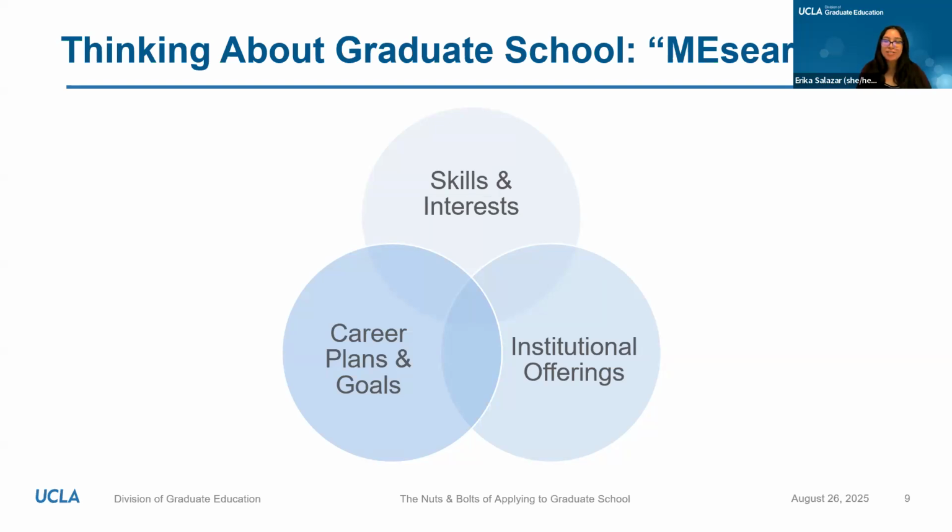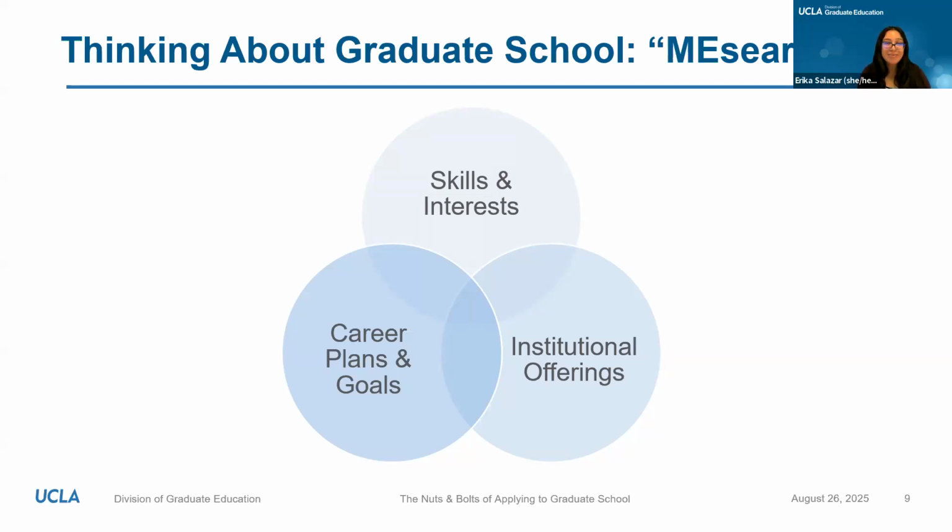So what can that university offer to you? Besides academics, you want to think about funding. What does the funding look like at that institution? What does the life outside of academics look like at that institution? And then you definitely want to think about career plans and goals. I know that you are just starting to think about applying to graduate school, but a big part of graduate school is what comes after.